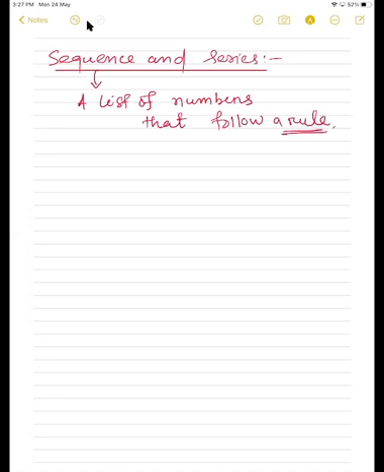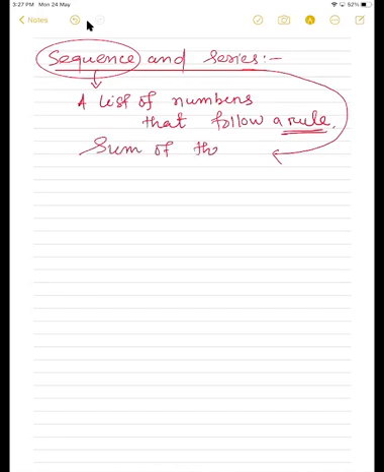Yes or no? And the sum of the sequence: I got a sequence, and the summation of all the terms of the sequence, the sum of the terms of the sequence, is called a series. What do we call a series, students? Series is the sum of the terms of a sequence, right?